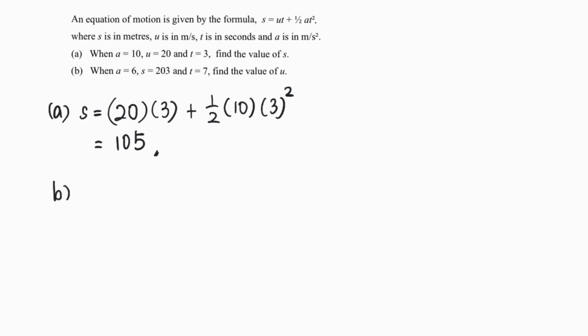For B, again we are given A, S is 203, U we would not know, but T we know, T is 7, plus half, A is 6, T is 7. So we just need to find the value of U here.